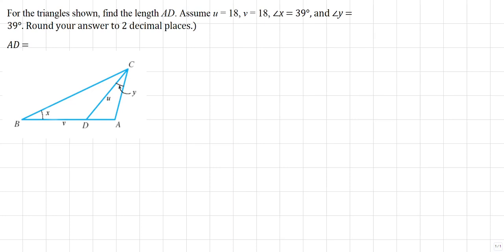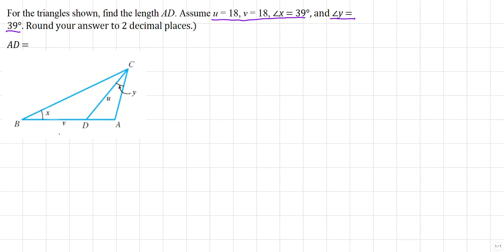For the triangle shown, find the length AD. Assume U equals 18, V equals 18, angle X equals 39 degrees, and angle Y equals 39 degrees. Round your answer to 2 decimal places. All right, so when we look at this, we need to go ahead and take the information that we're given, and we need to put that into our diagram and also make some assumptions.